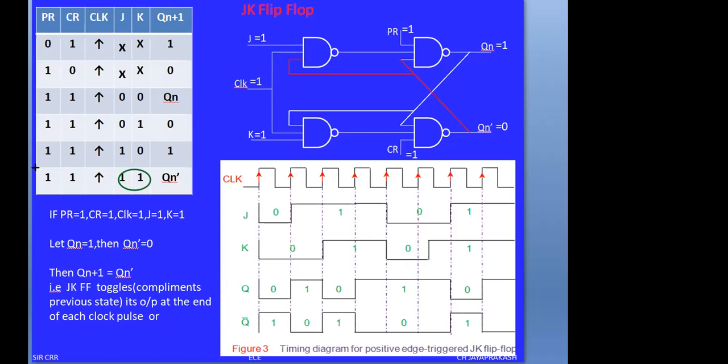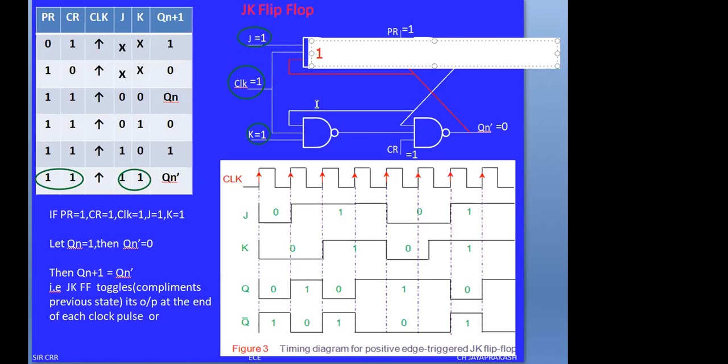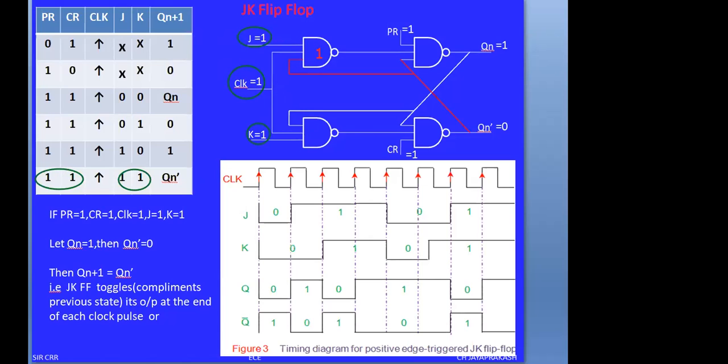When preset and clear are 1, the circuit is working in synchronous mode. Now we are going to check this condition. This is when J equals 1 and K equals 1, and the clock is positive edge triggered, so clock equals 1. J equals 1, K equals 1, clock equals 1. Now observe the NAND gates. I am writing the notations again. This is NAND gate 1, this is NAND gate 2, this is NAND gate 3, and this is NAND gate 4.